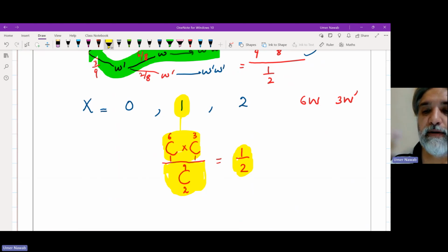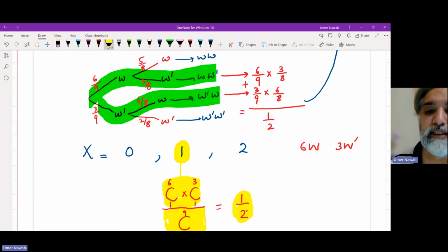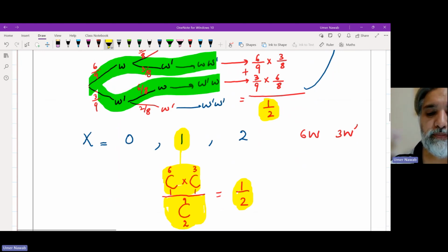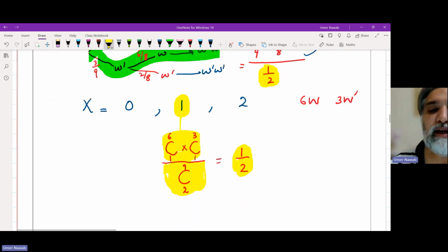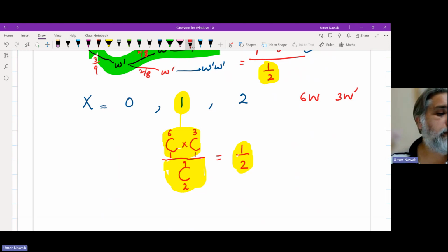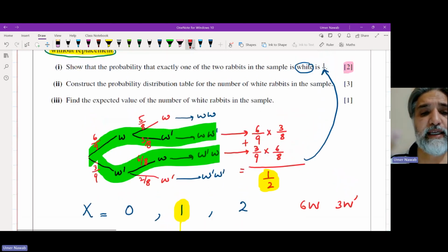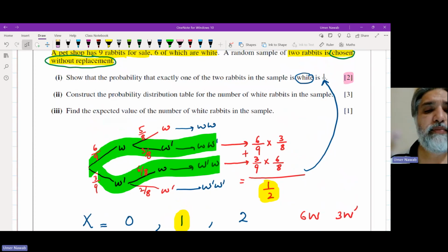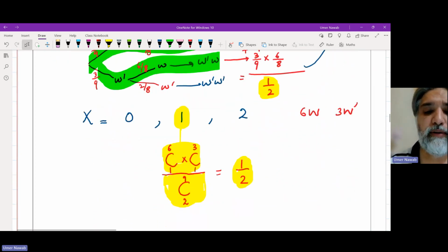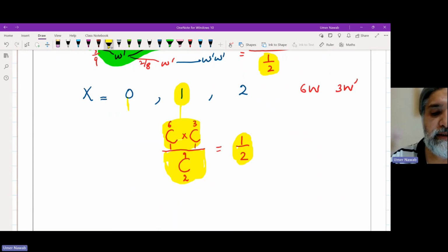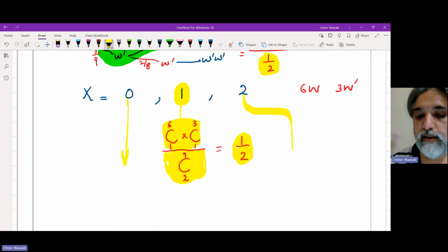As you can see, it has shown you the same answer as the answer we got in the tree diagram situation, where we wrote all the possible cases. However, in combinations, the 2 cases are merged into 1, and we got the answer 1/2. In the same way, guys, we can get the probabilities for the next cases. He said to construct the probability distribution table for the number of white rabbits in the sample. So I can get this probability, and I can also get this probability.